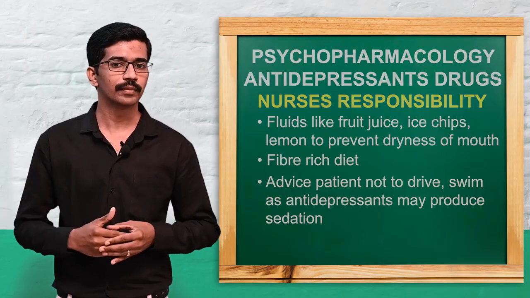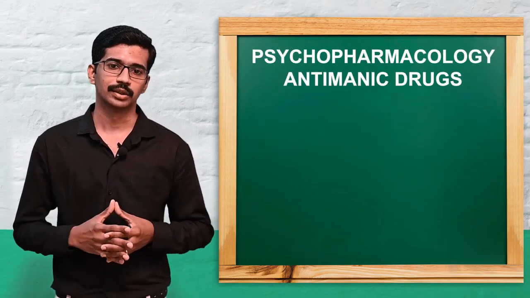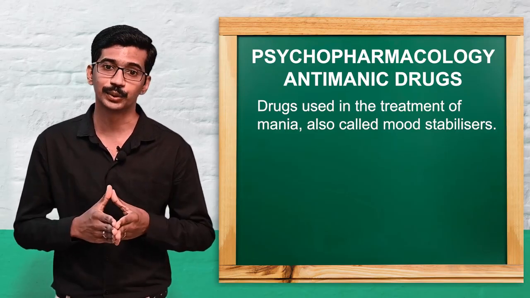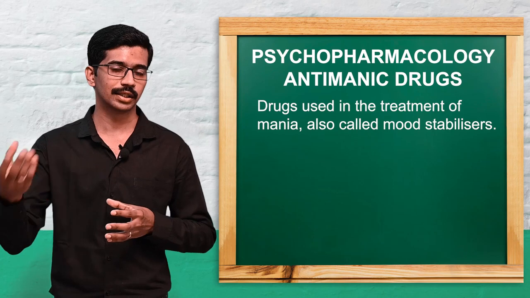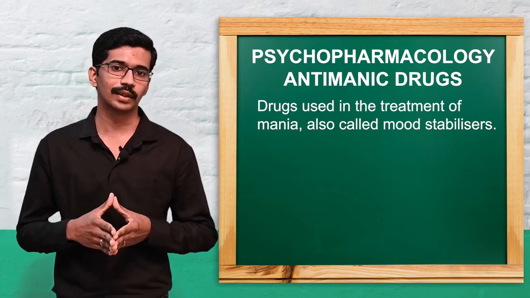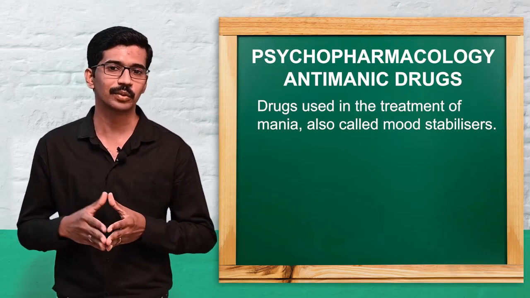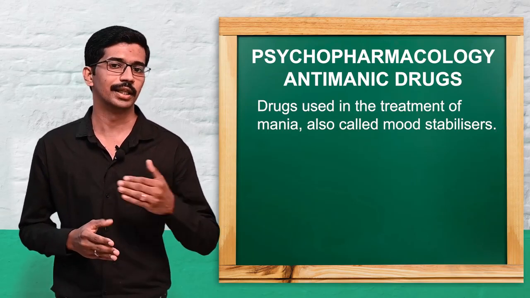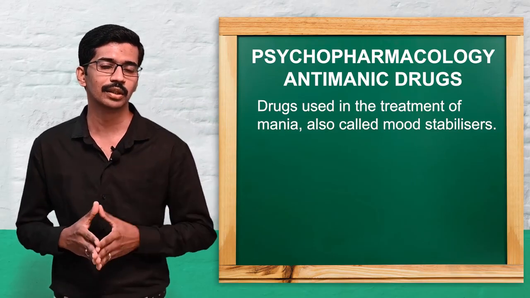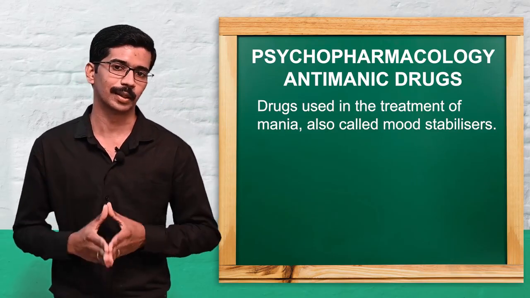Now we'll move to the anti-manic drug. The word anti-manic means these are the drugs used to treat the manic condition. That's why the term anti-manic came, and it is otherwise called a mood stabilizer. Why do we call it a mood stabilizer? Because in the manic case, the patient's mood will be increased. To stabilize, to reduce that mood, we give the anti-manic drug.